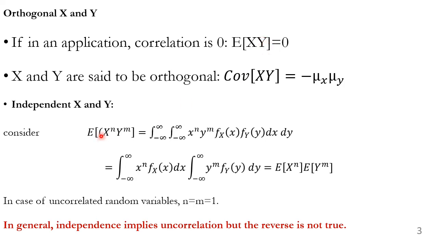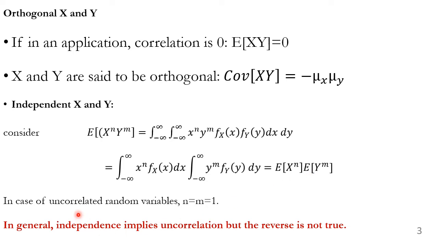For two independent random variables x and y, we can write expectation of x to the power n, y to the power n is equal to the double integral of x to the power n, y to the power n, fx of x, fy of y dx dy. To separate x and y, we have the integral of x to the power n fx of x dx, times the integral of y to the power n fy of y dy, which is equal to expectation of x to the power n times expectation of y to the power n.